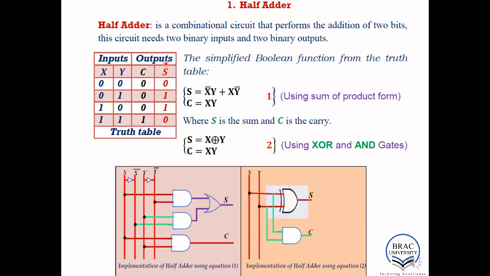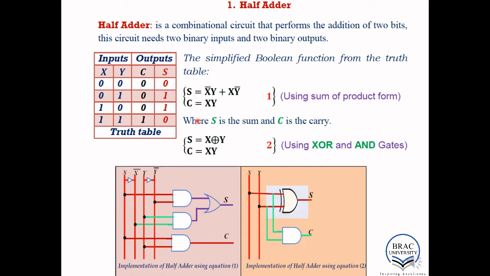For finding the equation for s, you need to do the K-map for x, y, and s. You'll find something like this: x prime y plus x y prime. For carry, similarly, you need to do the K-map for x, y, and c, and you'll find c equals x dot y. By inspection, you can also get c or s as well.